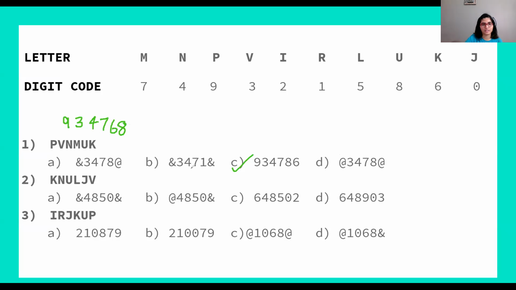Now, why is this not the answer? The & is for consonants. Yes, the first and last letters are consonants, but the middle letters are not coded correctly. So B is wrong. Then the last one: it is a consonant, but they have given it as a vowel, so this is wrong. And this is wrong because both are shown as vowels, but we have consonants and not vowels. So the only answer is C.